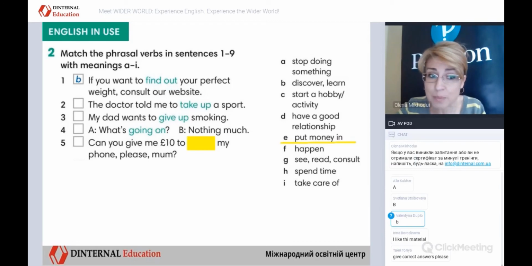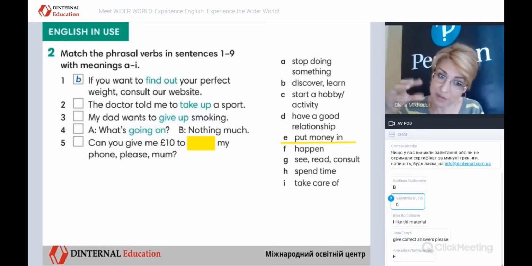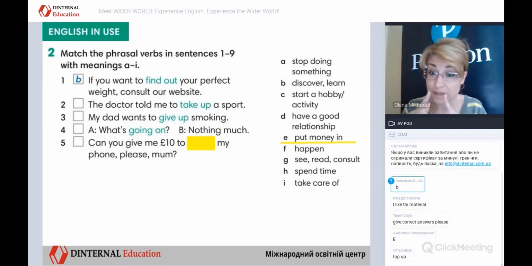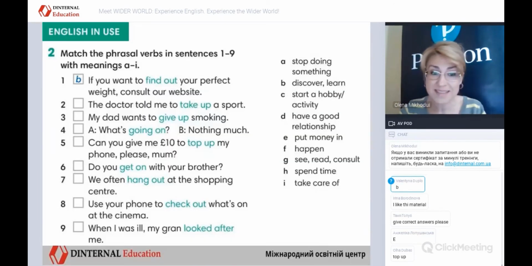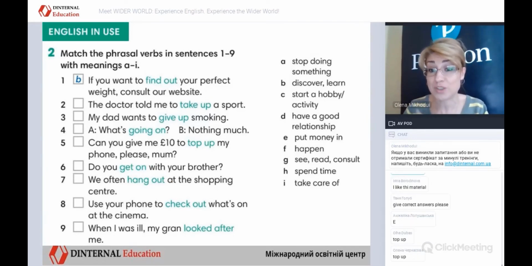Can you help me with number 5, please? So number 5, can you give me £10 to top up my phone, please, ma'am? In Ukrainian we say put money in, but the phrasal verb we need is top up. Thank you, Olga. To top up my phone, and so on. Get on, hang out, check out, look after, so lots of nice phrasal verbs.